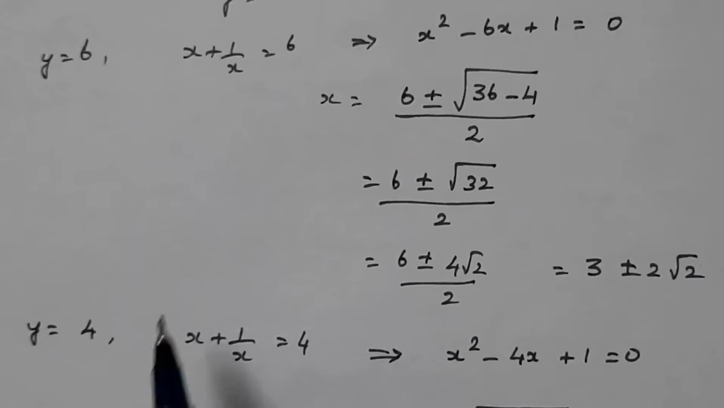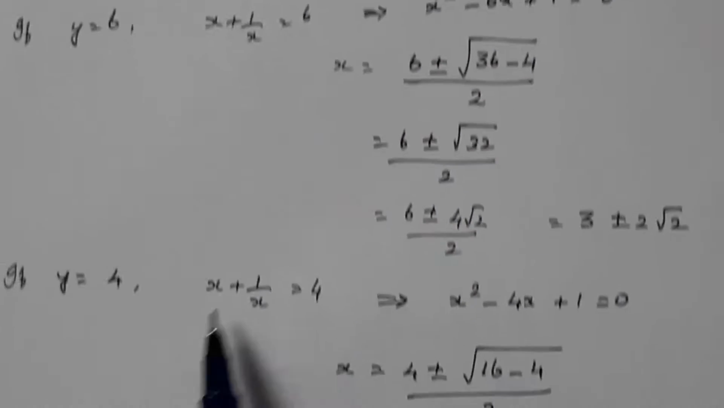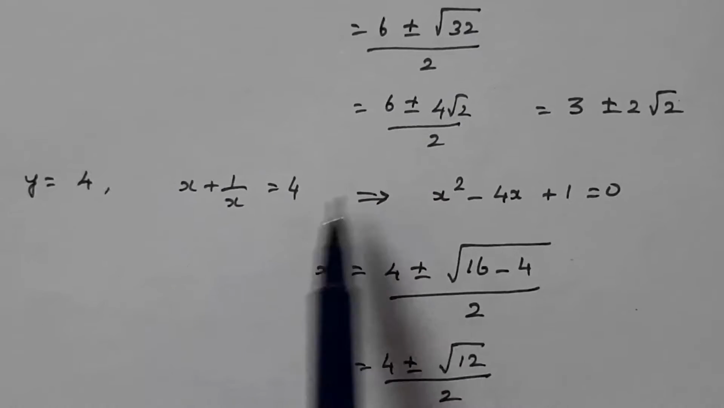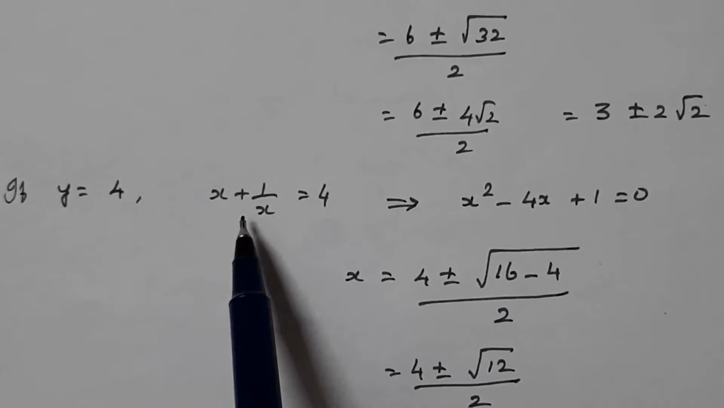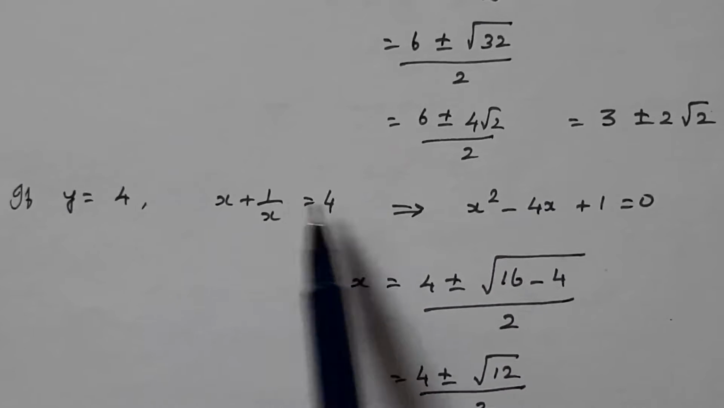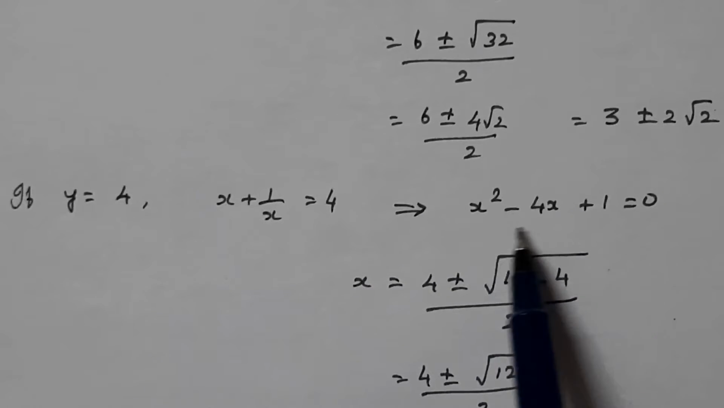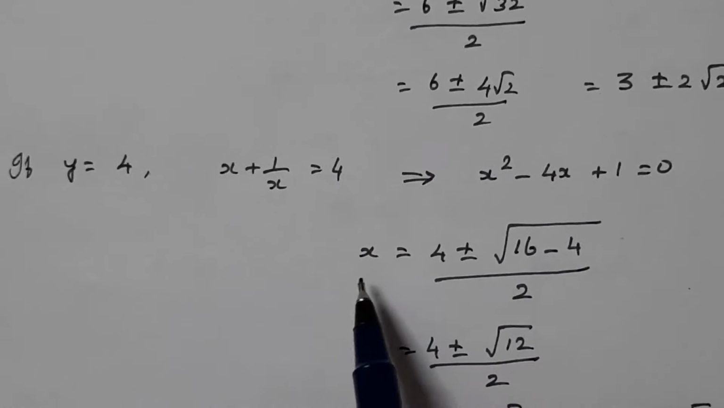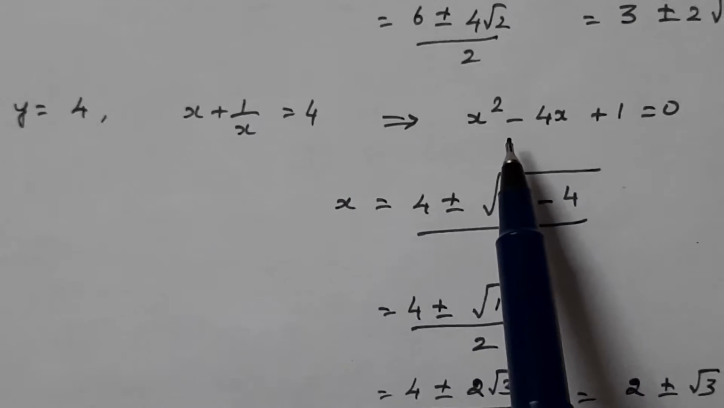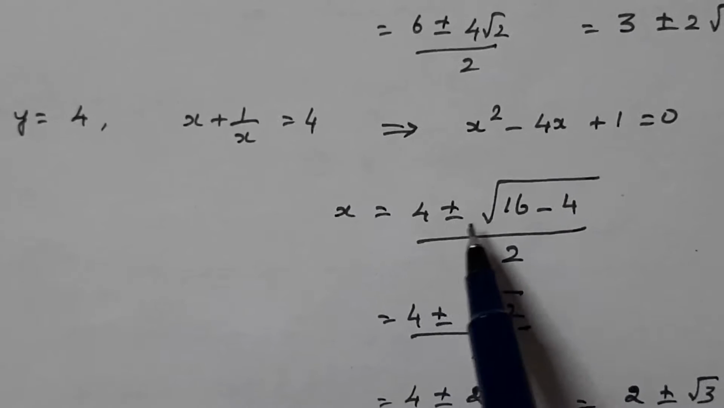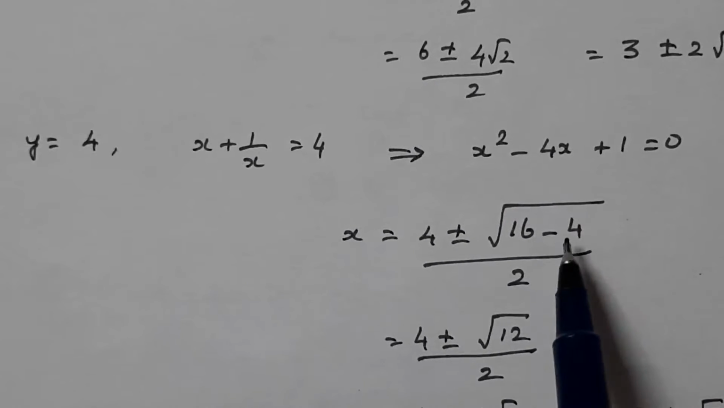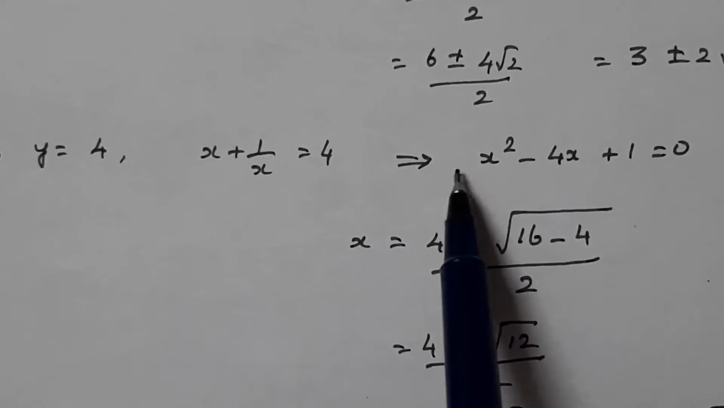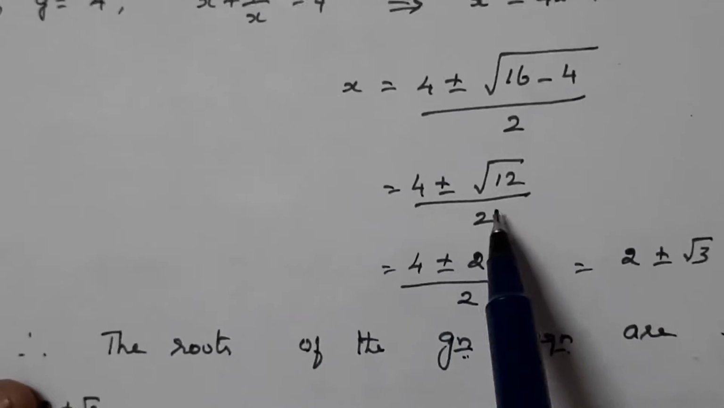Okay. Then by taking y as 4, we get the equation in x like this. That is x plus 1 by x is equal to 4, which implies, multiplying throughout by x, x squared minus 4x plus 1 is equal to 0. Again this equation cannot be factorized, so let us apply the formula. So x is equal to minus b, that is plus 4, plus or minus root of b squared, which is 16, minus 4ac. So minus 4 into 1 into 1, that is minus 4, divided by 2a, that is 2 into 1, 2. That is 4 plus or minus root of 16 minus 4, which is 12, divided by 2.